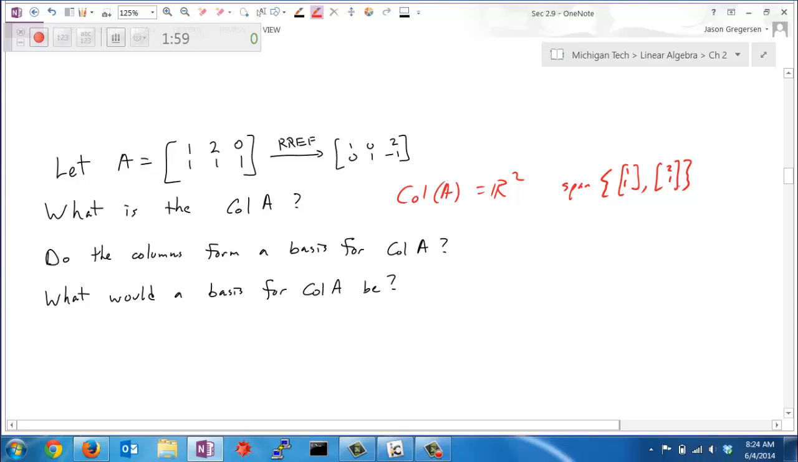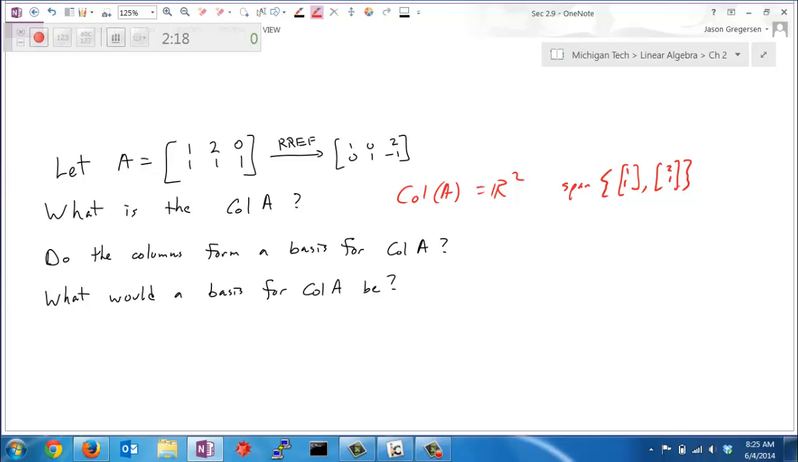Why don't I need to say the span of (1, 1), (2, 1), and (0, 1)? It's redundant. It's not that it's not true. It really is the span of all three of those. But I'm saying an extra thing there. I don't need to say that.